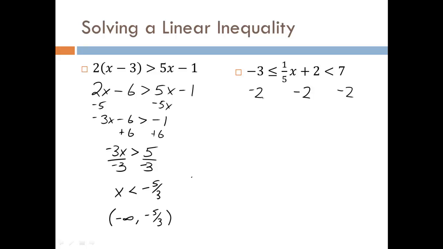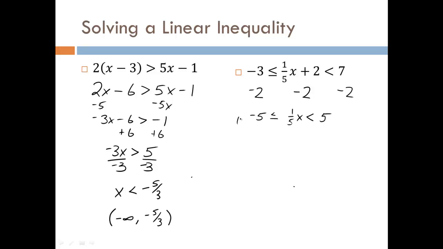So on the left side, we have a negative 3 minus 2, so that's a negative 5. And that's less than or equal. It was 1/5 x plus 2, now it's just 1/5 x. And then we have strictly less than, and so now we have 7 minus 2 on the right side, which also gives us a 5. Now to get rid of the 1/5, so we isolate the x, all we need to do is multiply all 3 parts of the inequality by 5.